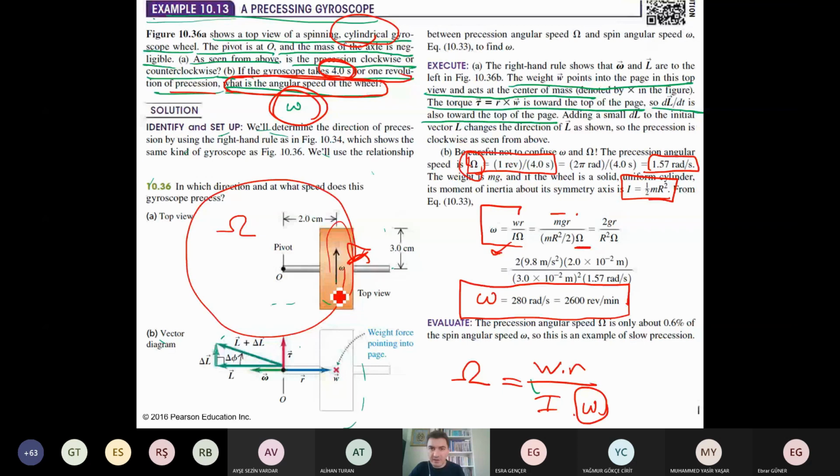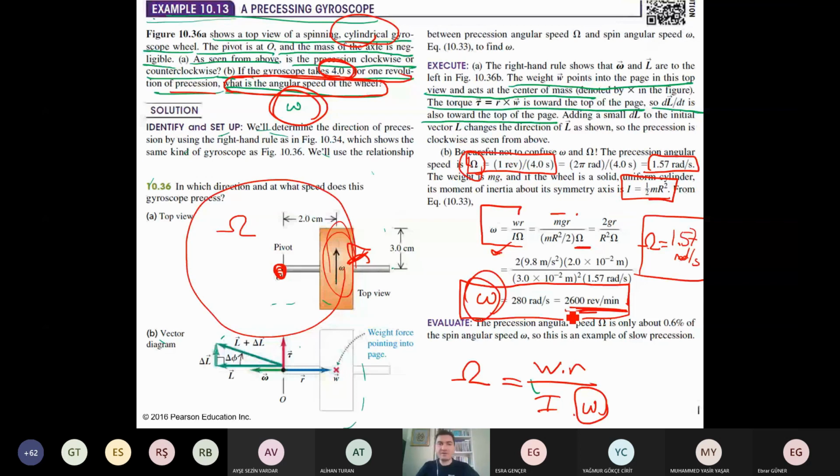And just compare the rotation of the flywheel and the angular speed of the precession. So what was the omega? Omega is given with 1.57 radian per second. This is the precession angular speed around this pivot. And what about the small omega? Omega is huge. In 1 minute, it has 2,600 revolutions.